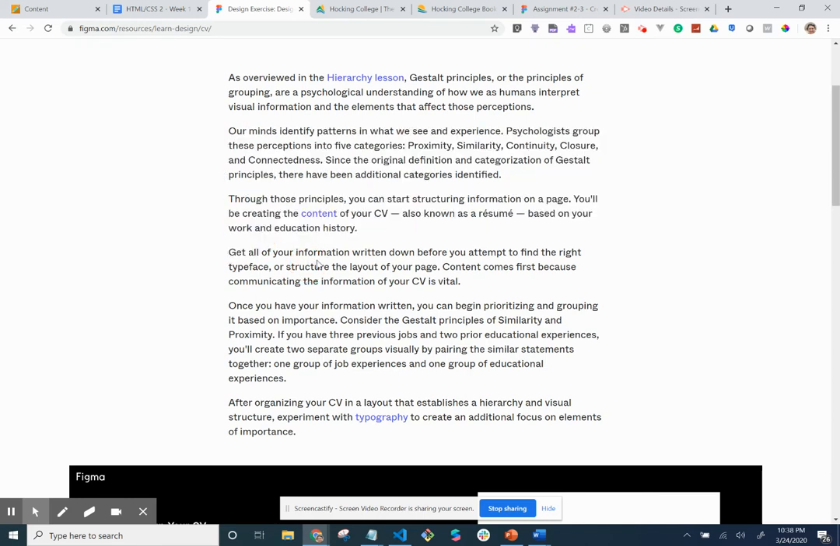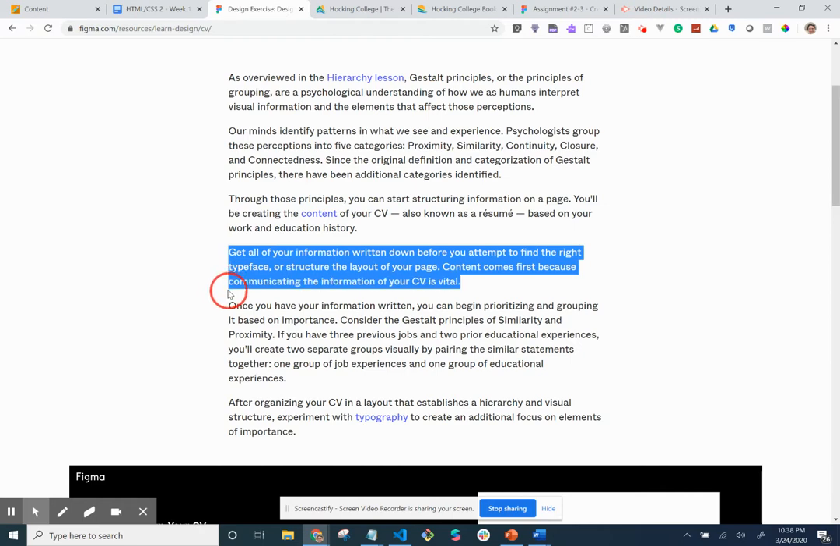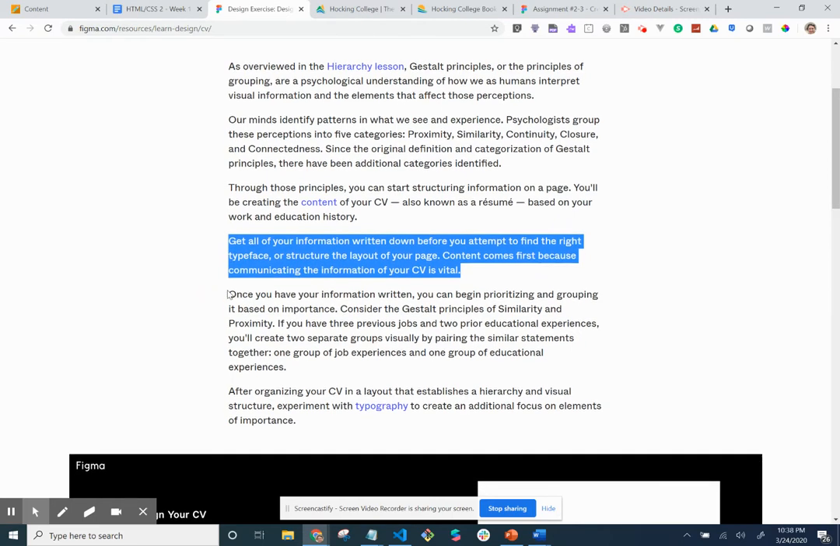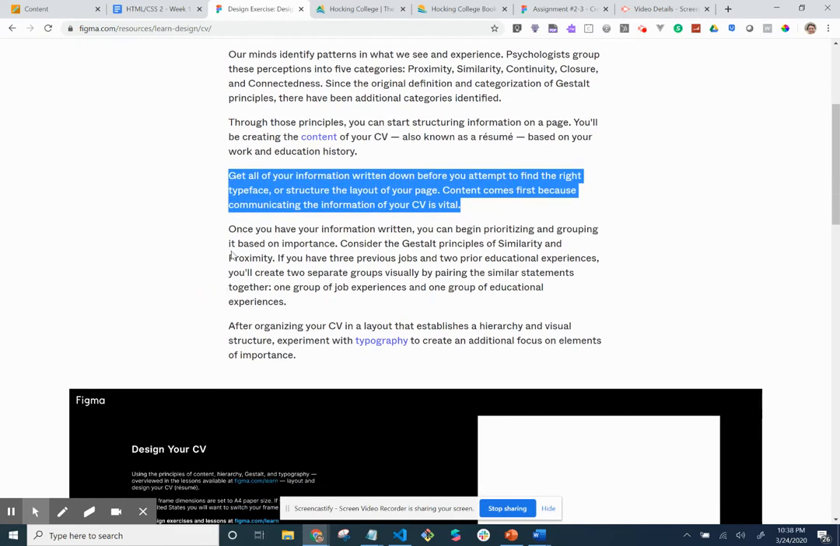You'll be creating content of your CV, also known as your resume, based off your work in educational history. So go ahead and get all the information written down before you attempt to find the right typeface. I've talked about this in previous classes before. Focus on one problem at a time.